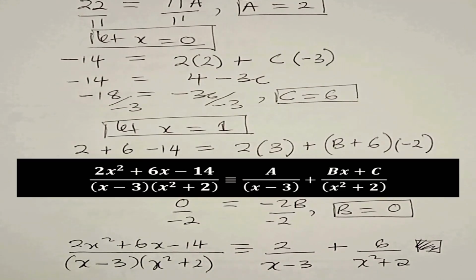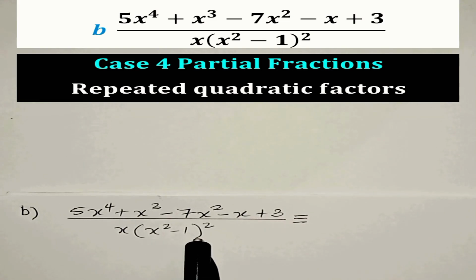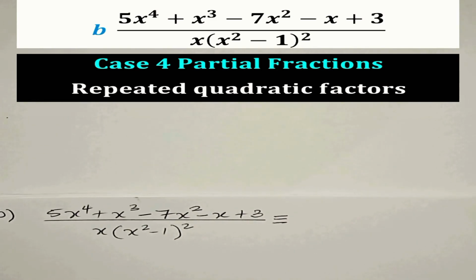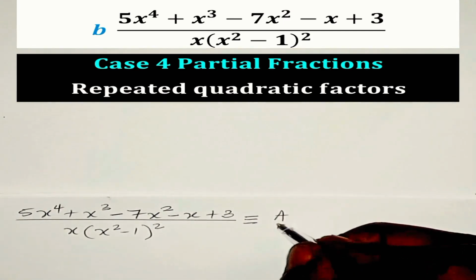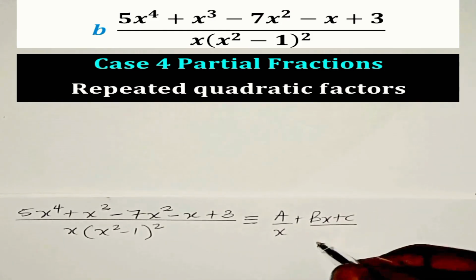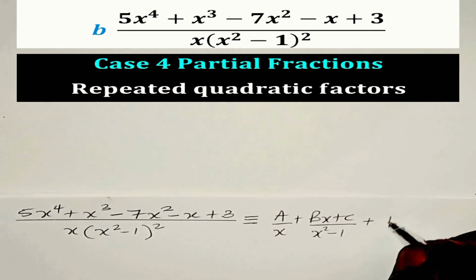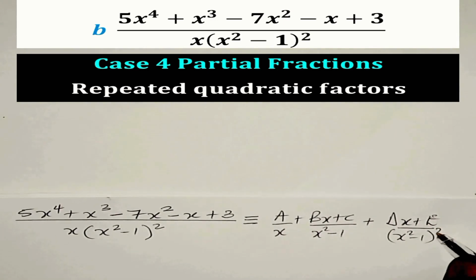Now let's look at part B of this example. This is classified as case 4 partial fractions, where we have repeated factors in the denominator. Now let's set up the partial fractions decomposition formula for that. It is given by A over x plus B over x plus C over x squared minus 1 plus Dx plus E over x squared minus 1 squared.